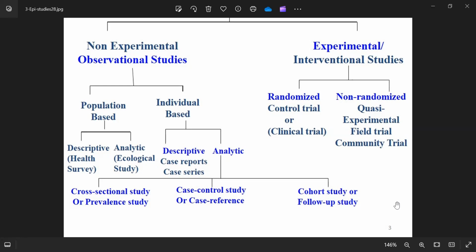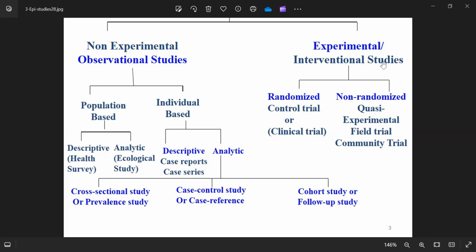Epidemiological research designs are categorized, as you can see on your screen. We have the non-experimental, or observational, and the experimental, or interventional, study designs. So they are grouped into two major categories: the non-experimental, or observational study, and the experimental, or interventional studies.